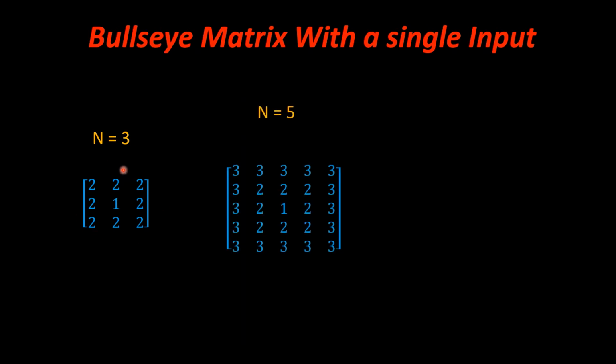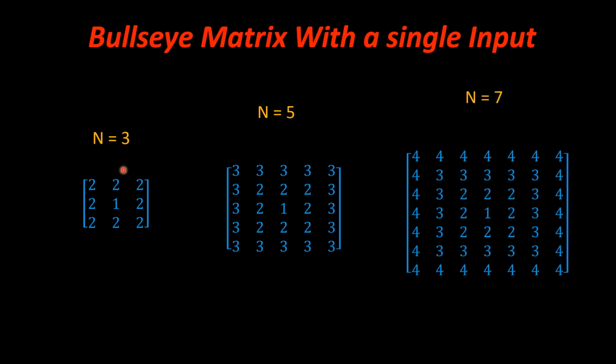In this video, I'll explain the algorithm to make a Bullseye matrix. The algorithm will be in such a way that our input will be just a single number and the algorithm will give a Bullseye matrix as output. For example, if you give n is 3 as input, then the algorithm will give this as output. For n is equal to 5, this will be your output. For n is equal to 7, this will be your output.